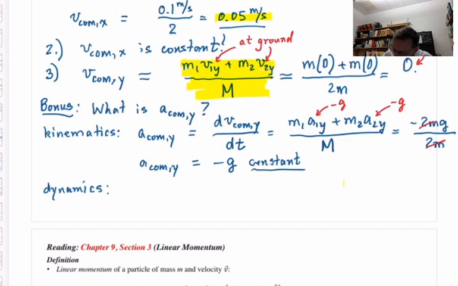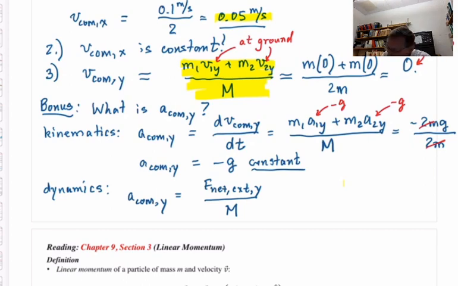And I'm going to focus on y components. Newton tells me that the acceleration of the center of mass, y component, must equal the net external force y component over the total mass. Okay, that's dynamics. That's telling me why I have a certain acceleration, because I have a force.